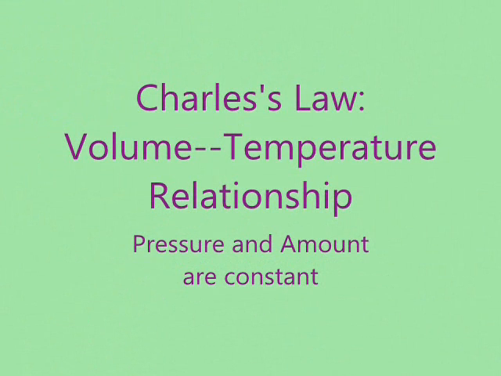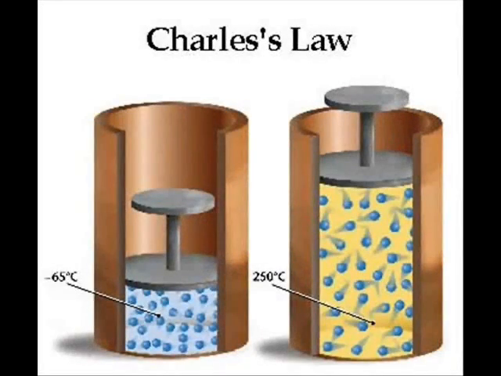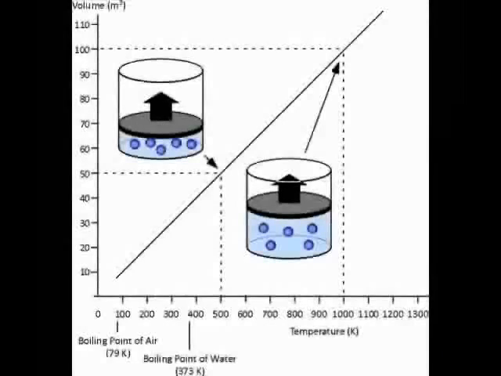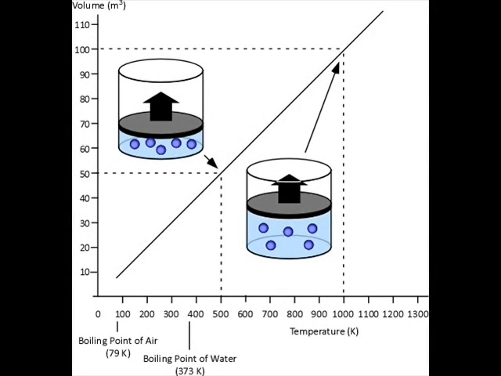Charles's law describes the volume and temperature relationship of a gas when the pressure and amount are constant. If a sample of gas is heated, the volume must increase for the pressure to remain constant, as shown. There is a direct relationship between the Kelvin temperature and the volume. As one increases, the other also increases.